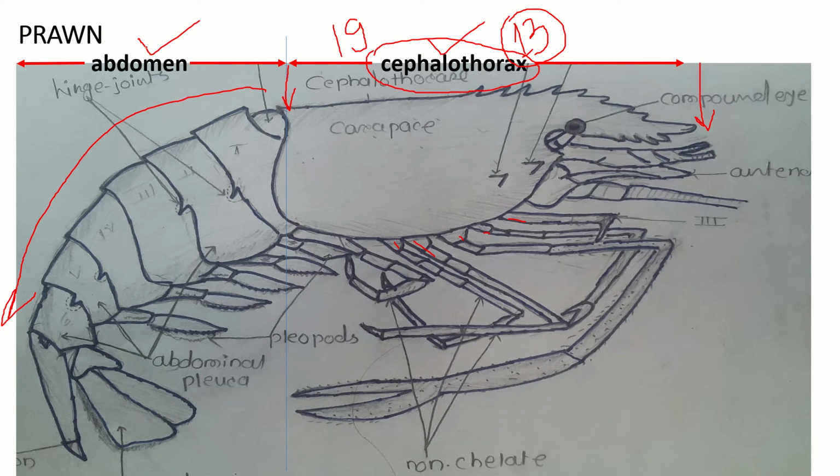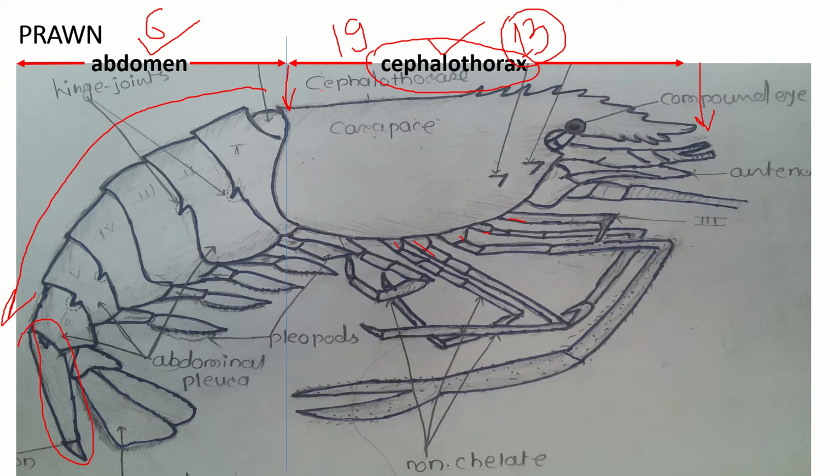The abdomen is the posterior, jointed part, having 6 movable segments and a terminal plate, the terminal conical piece, which is called the tail plate or telson. These are the parts of the abdominal region of the prawn.